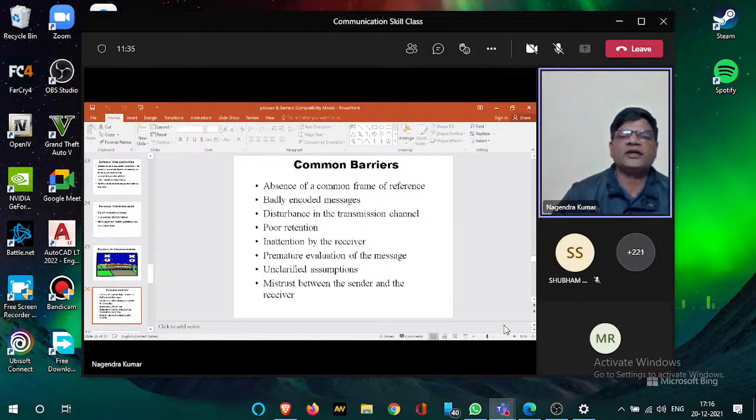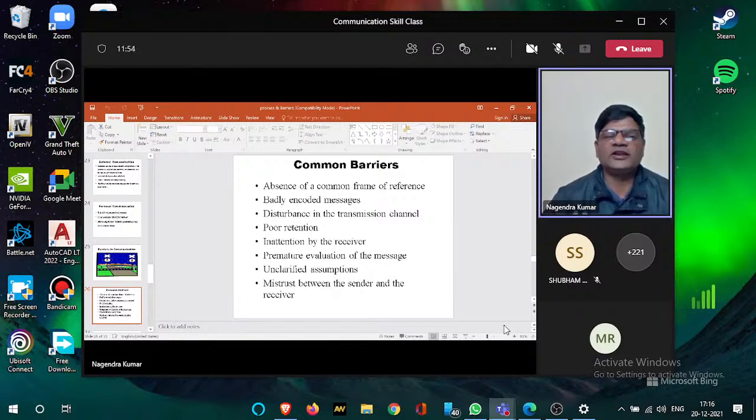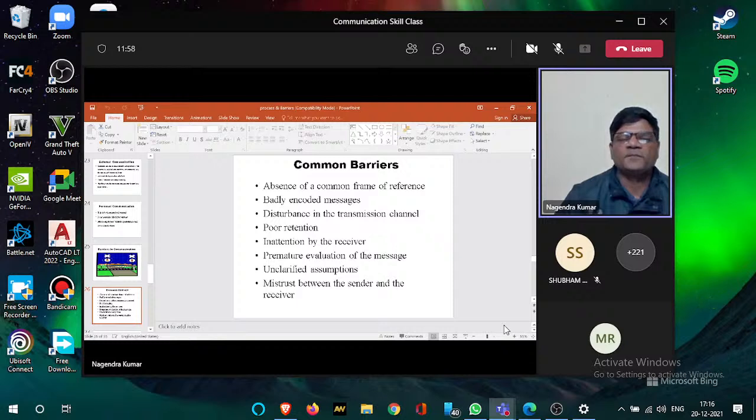Again, inattention by the receiver. Supposing I'm talking to you, and at the same moment when you have joined the class, you are busy talking to somebody else, or there is a lot of background noise which is not allowing you to pay attention to whatever message is being delivered. So that will also prove to be a barrier.